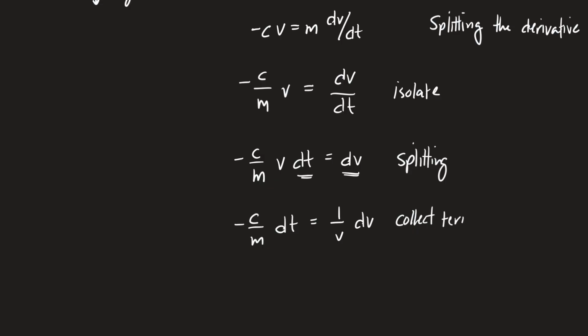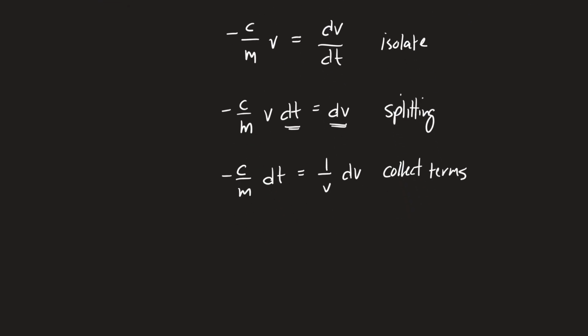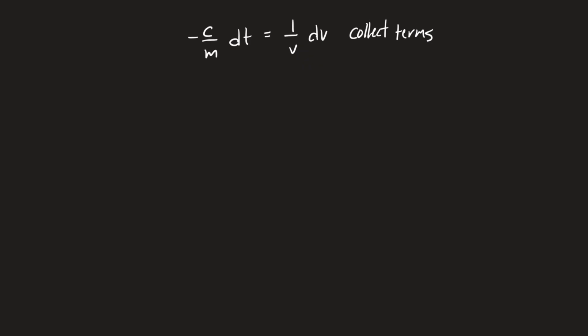So, collecting terms. Now, at this point, we're in a position to integrate both sides. And that simply means drawing your fancy little integral symbol. But you won't get points for just drawing the integral symbol until you do the next part, because we're setting up our integral here.